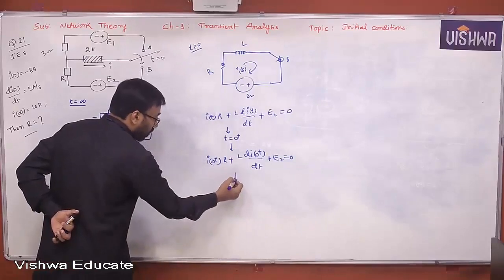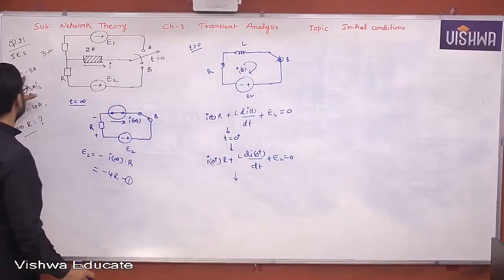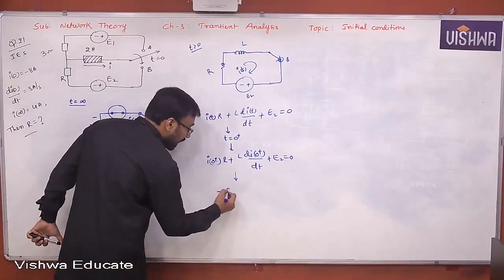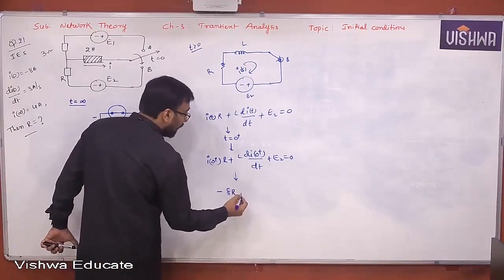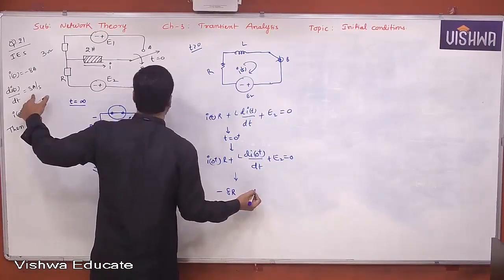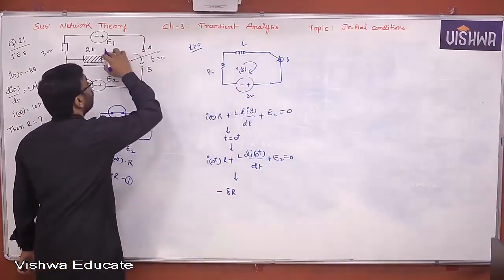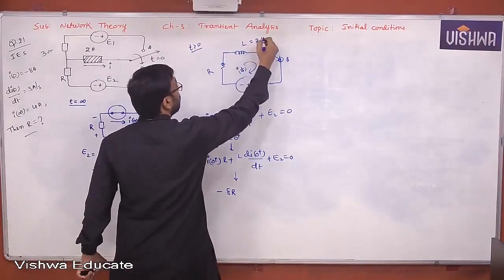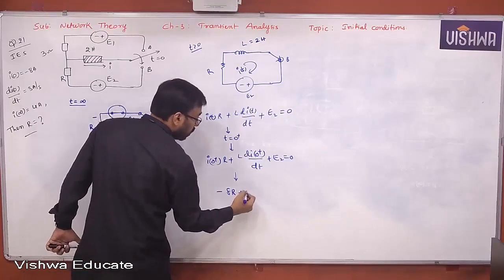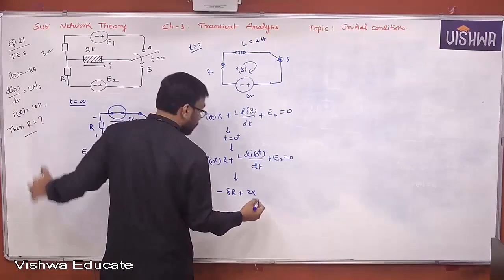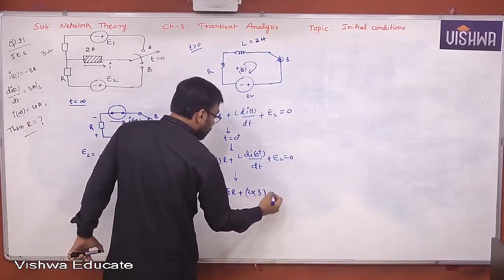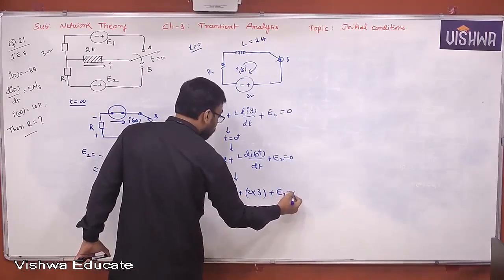You already know the values here. What is I of 0 plus? It is minus 8, so minus 8R. L di by dt. What is di by dt? 3. L is how much actually here given? 2 Henry. So 2 into 3, that is 6 plus E2 is equal to 0.